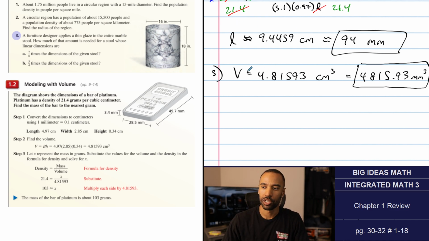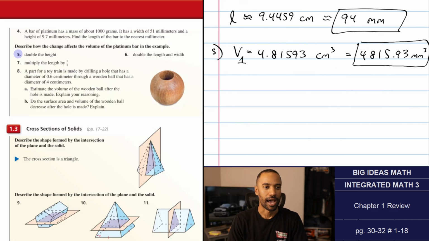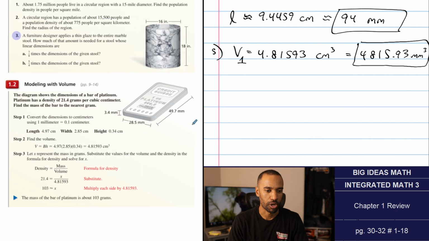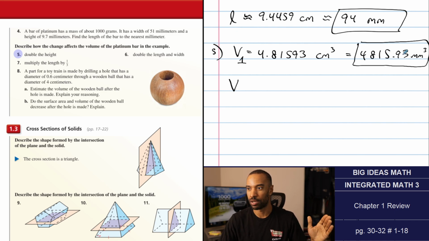So here's the original. Let's do doubling the height. The height goes from, this is the problem, we have to go back and forth, 3.4 millimeters to double that, 6.8 millimeters. Now, spoiler alert, your answer is going to be double what this is. So about 9631.86.